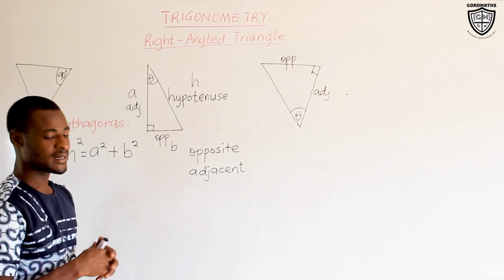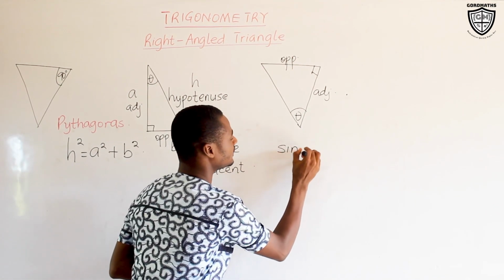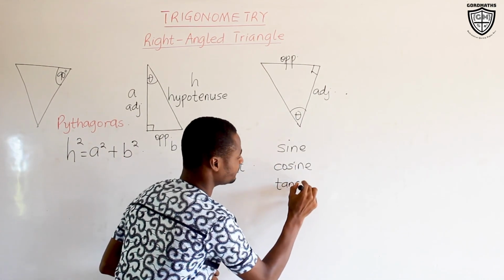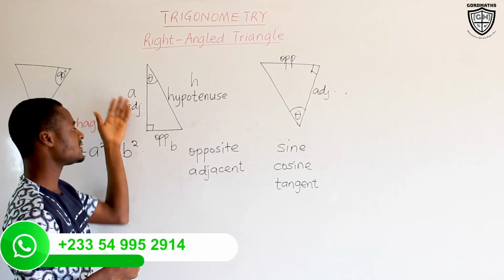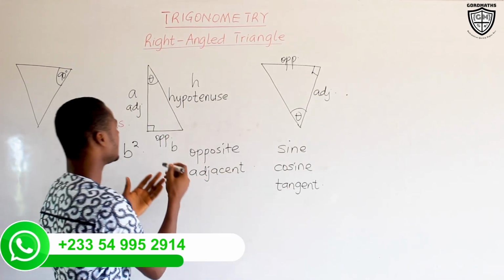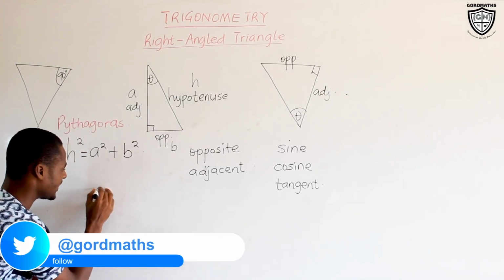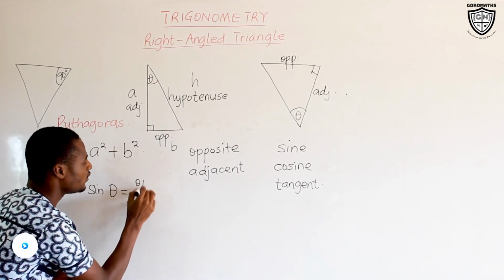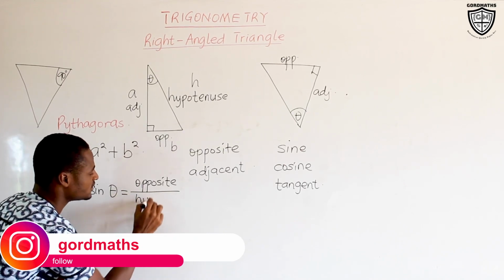Now, for a right-angled triangle, the trigonometric ratios sine, cosine, and then tangent can be found using the sides adjacent, opposite, and then hypotenuse. The sine of any angle theta inside a right-angled triangle is given by sine theta is equal to the opposite over hypotenuse.